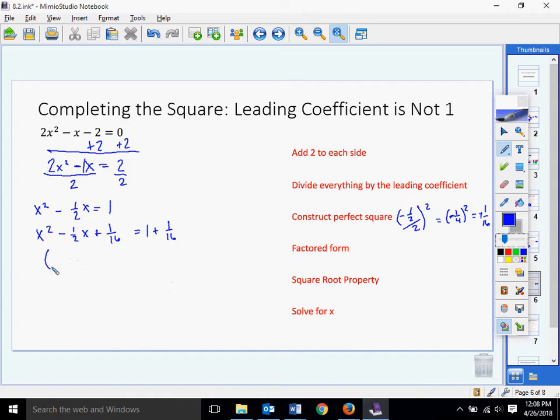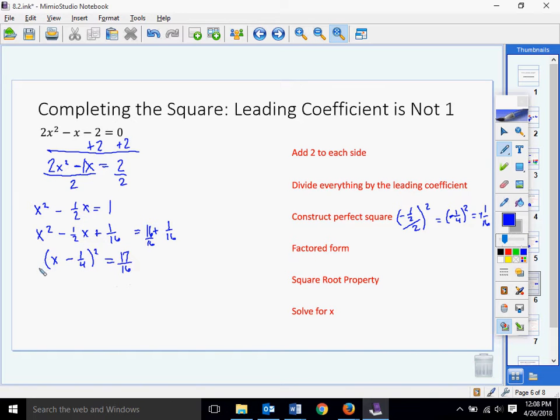Now I'm going to put it in factored form. So I'd get (x minus 1/4) squared. Negative 1/4 multiplied would give me positive 1/16, and negative 1/4 added with negative 1/4 would give me negative 1/2. Over here, if I added these two, I'd need a common denominator, so I would change 1 to 16 over 16. So I'd add the numerators to get 17 and keep the denominators the same.